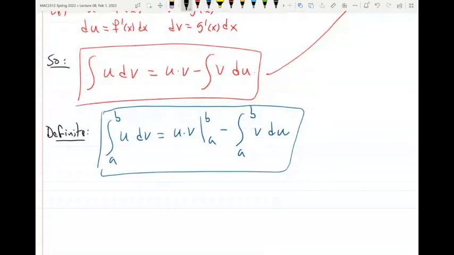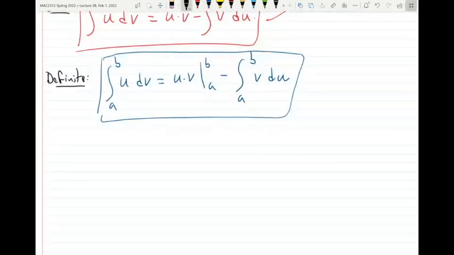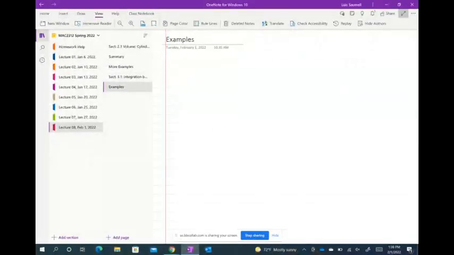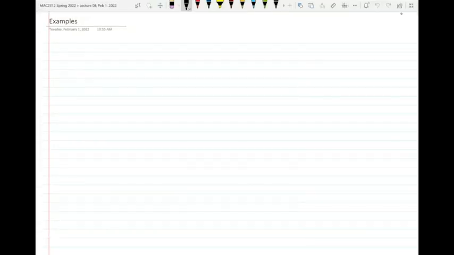All right, so examples. Let's see. So evaluate, and this type of technique is useful, for example, for stuff like this. In general, when you have a polynomial times an exponential, you may want to use integration by parts. But let's start with something straightforward, just to show you how we can do this.